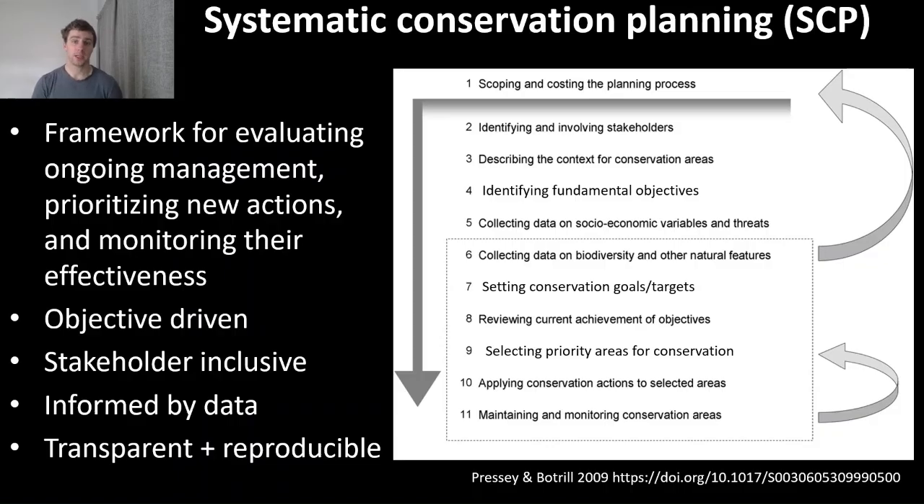With step 6, you want to collect data on biodiversity and other natural features, and that's really important so you can have an understanding of where different species or habitats are in the landscape, which of course will be really important for determining where you would want to establish new protected areas.